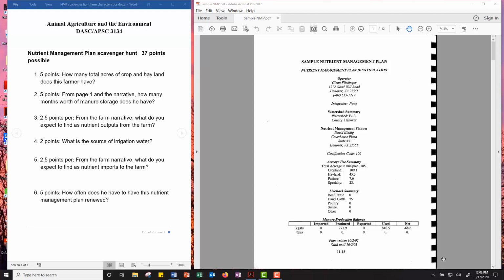The nutrient management plan scavenger hunt that I put up seems to be causing a lot of confusion. And if a lot of kids aren't doing well on a quiz, what that tells me is that I did not teach the information appropriately. So what I want to do is walk through this particular scavenger hunt with you, show you the sorts of things that I'm looking at, that I want you to see.